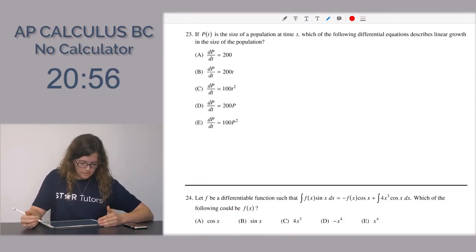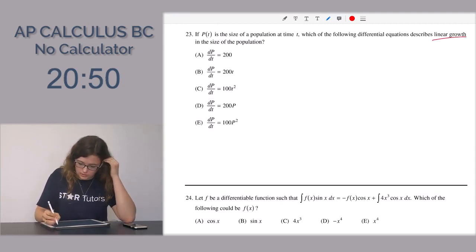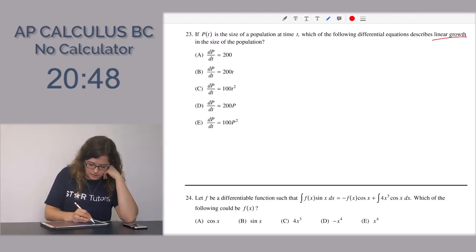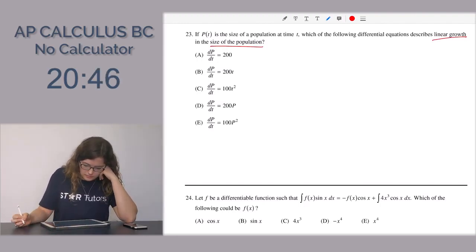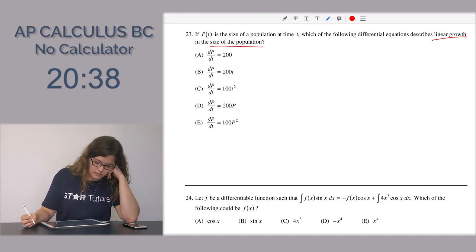23. P of t is the size of the population at time t. Which of the following differential equations describes linear growth in the size of the population? Linear growth in the size of the population would mean that when I integrate this to get P of t, it is linear in t.